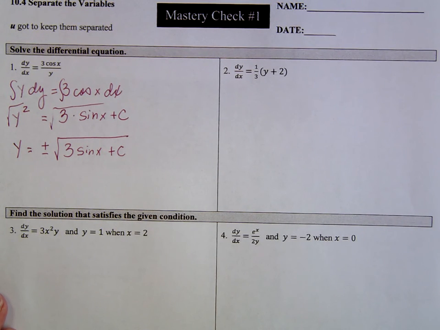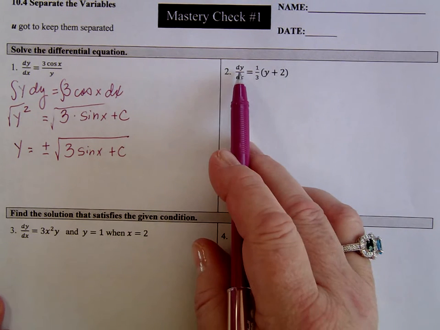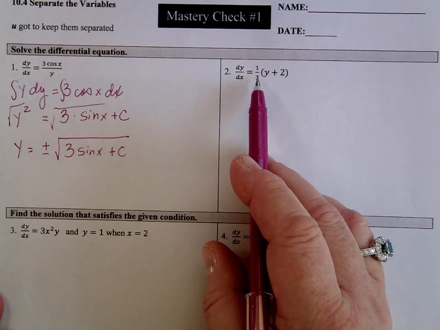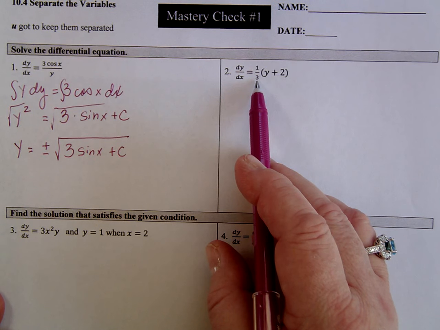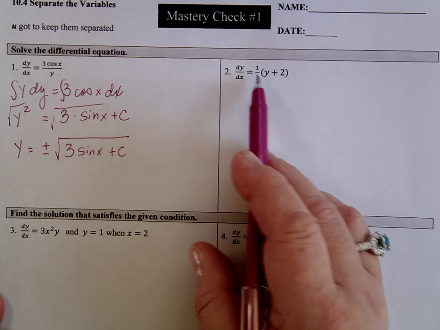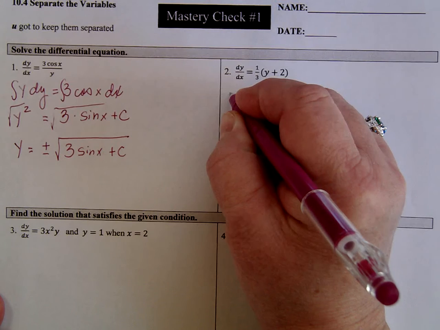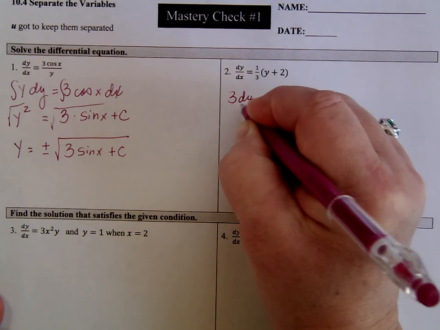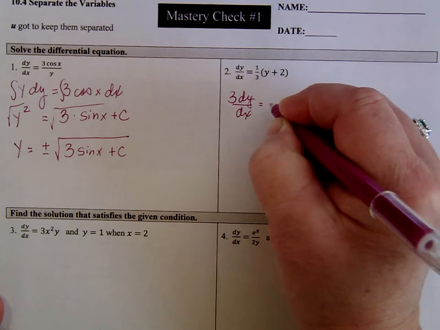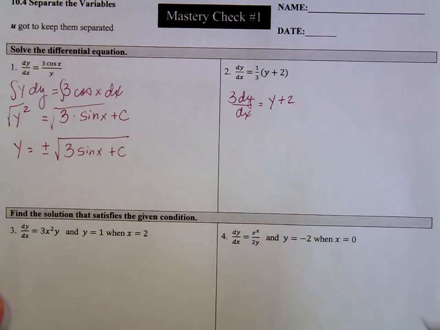So there's number 1. Now sometimes you have to do a little bit more manipulating in order to set up the fractions before you integrate. So if I do the same trick over here, I'm not a fan of this 1/3. If I multiply both sides by 3, I can get rid of that 1/3. That's going to give me 3 dy over dx equals y plus 2. Now that looks a little bit better to me because I don't like fractions, so I'm trying to avoid them.